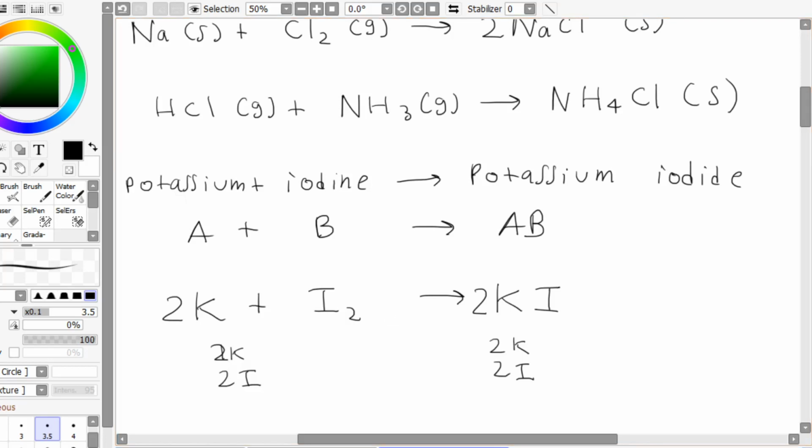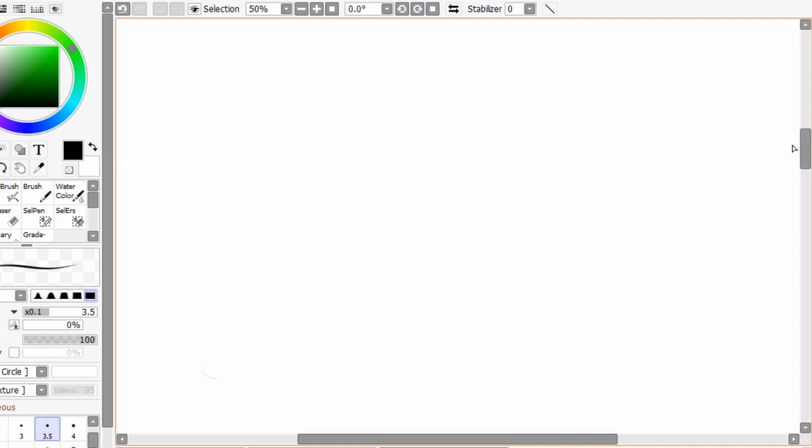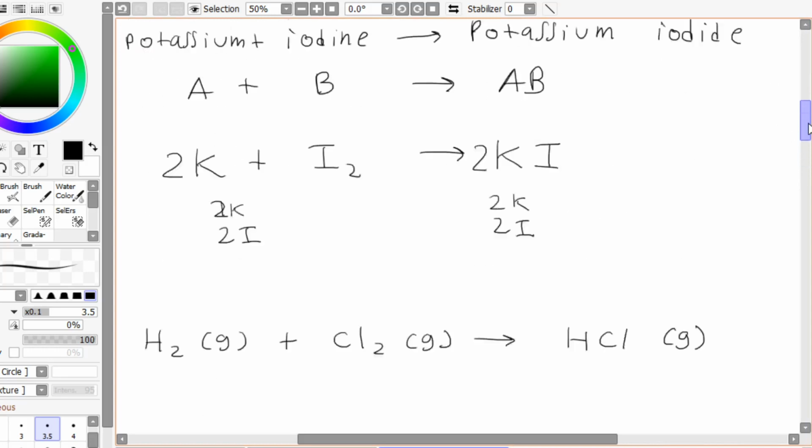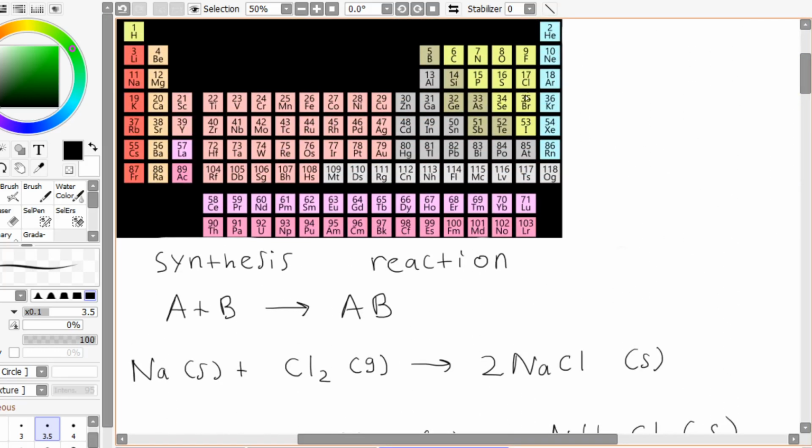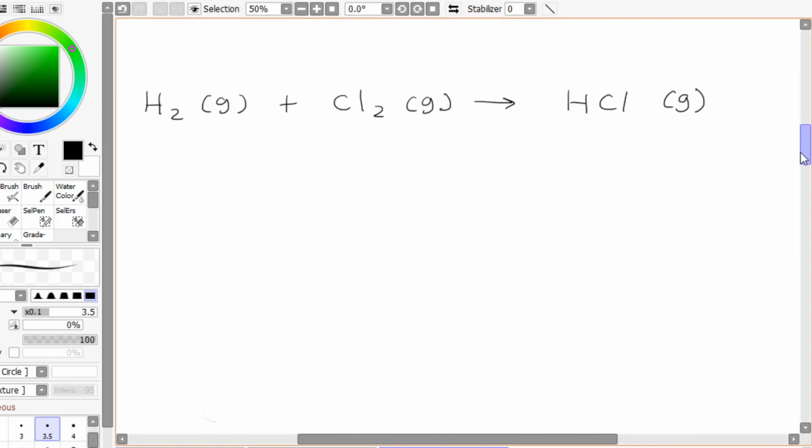Another example we can take a look at is the synthesis of hydrogen and fluorine. So hydrogen gas, H2, and fluorine gas, F2, which is also a gas, are going to give us HF, which is also a gas. And they are going to be sharing because hydrogen needs one more electron, and we know that fluorine needs one more electron, but they are both non-metals, and so they're going to be sharing. This is actually going to be a covalent bond.